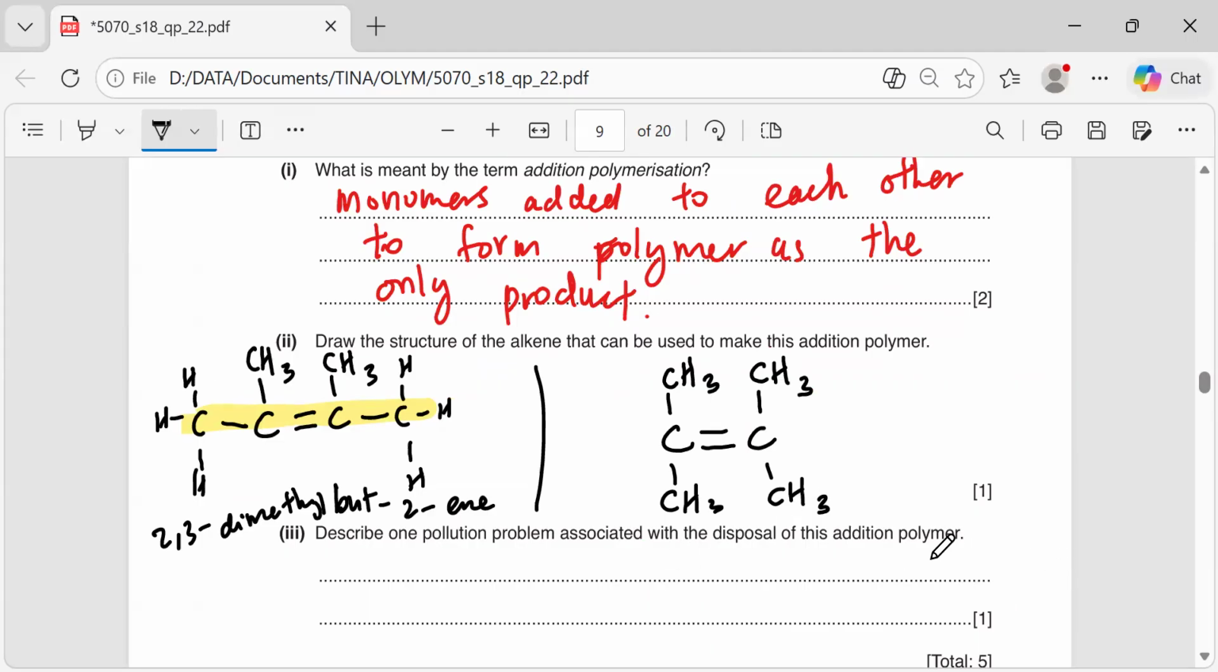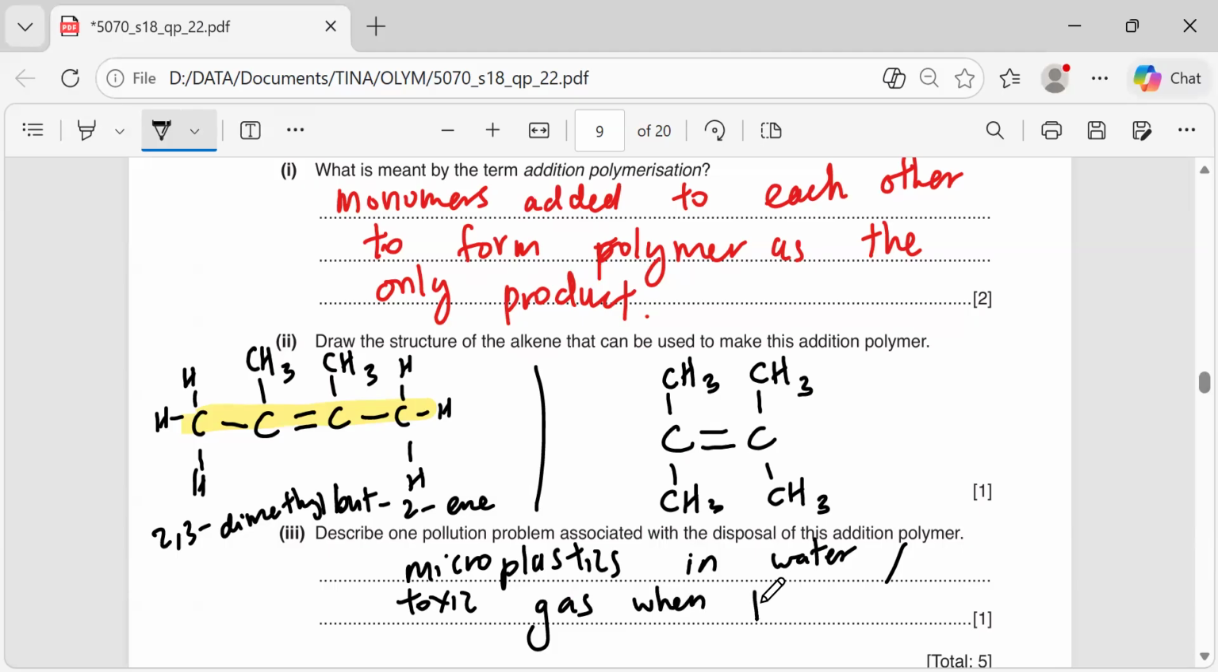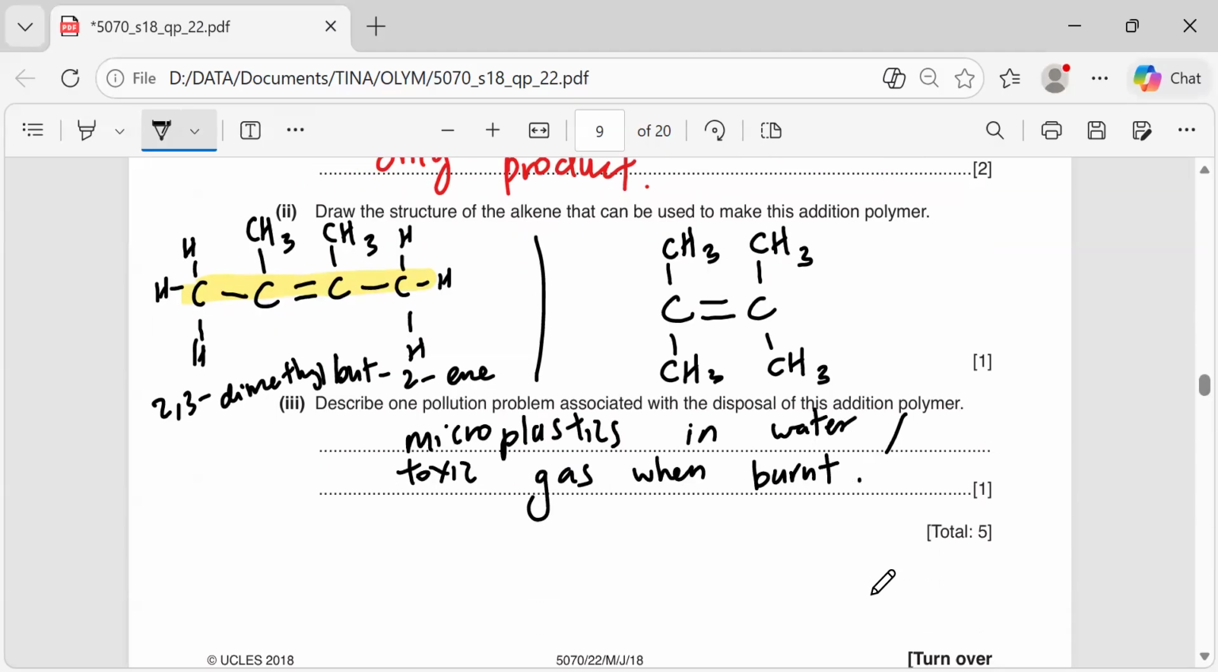Describe one pollution problem associated with disposal. Okay, so you can say microplastics in water. You can say toxic gas when plastics burn.